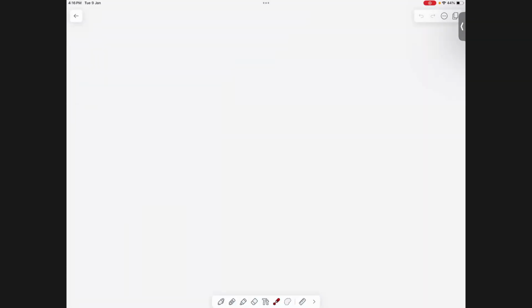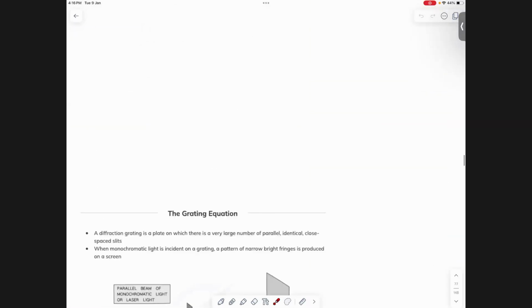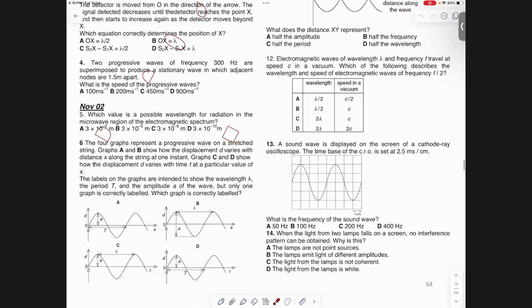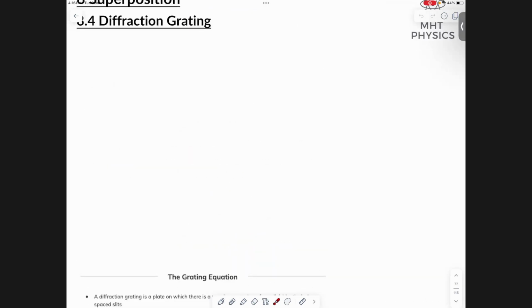So we'll start a new topic, last topic of our wave chapter. Can you go to page number 62? Page 62 তে যাও. It's a very small topic. আজকে শেষ হয়ে যাবে. Page 62.